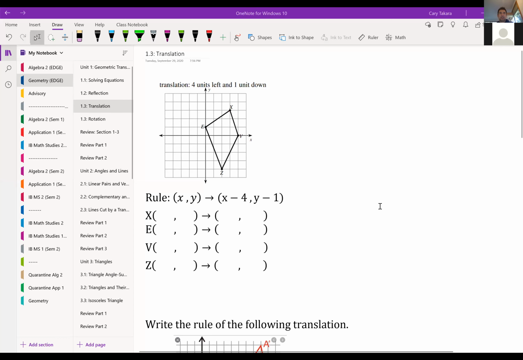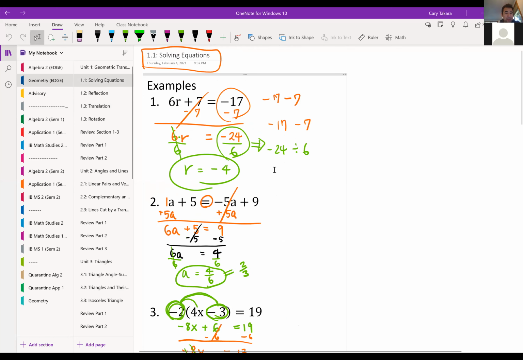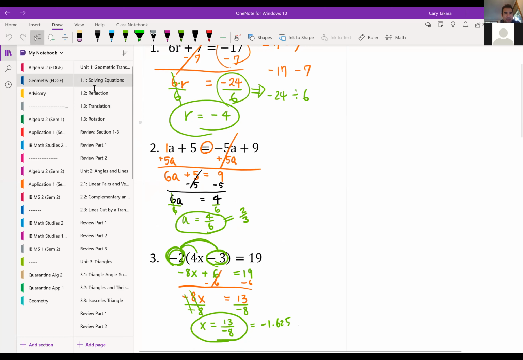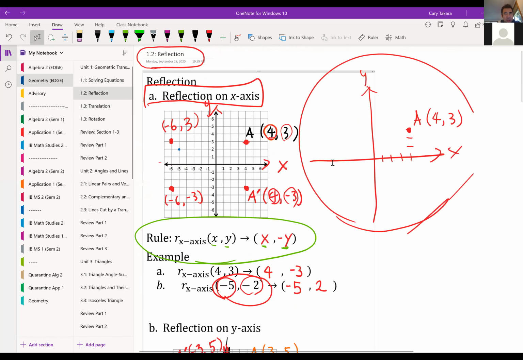All right. So I'm not gonna go over everything, but the first day, the second day, last Friday, we worked on solving equations. You guys remember that? And then yesterday, we worked on reflections. Again, I'm not going to talk about it in detail, but we've covered 4 different types of reflections.